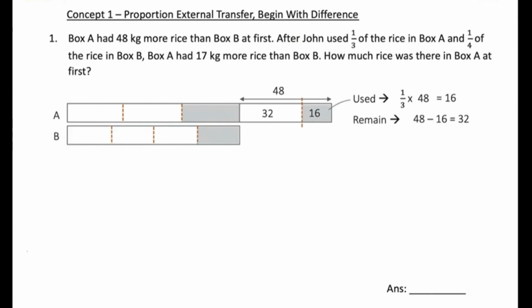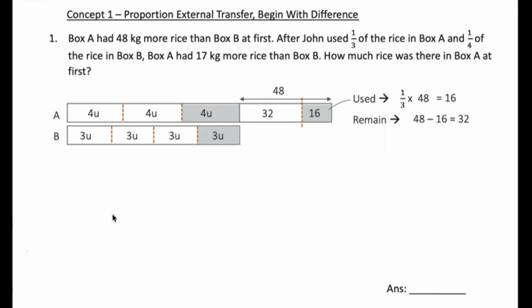So let's find the lowest common multiple of 3 and 4, which is 12. Right? Lowest common multiple of 3 and 4 is 12. So let's make both these bars into 12 units. Very simple. Each of these will be 4 units. And each of these below will be 3 units. Now you complete step 1, which is after John used 1/3 of rice in box A and 1/4 of rice in box B. Now, the next thing you do is redraw. Make an effort to redraw. Okay?